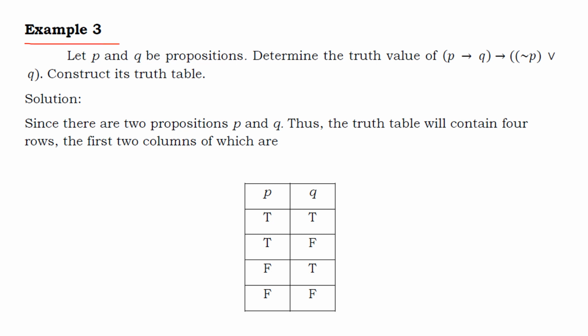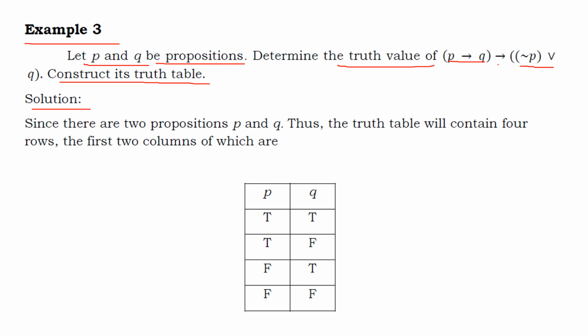So for example number 3, let P and Q be propositions. Any letter can be a proposition. It's up to you what letter you are going to use, but in most of our examples, our propositions will be P and Q. So determine the truth value of P conditional Q, conditional negation P, disjunction Q. Construct its truth table.